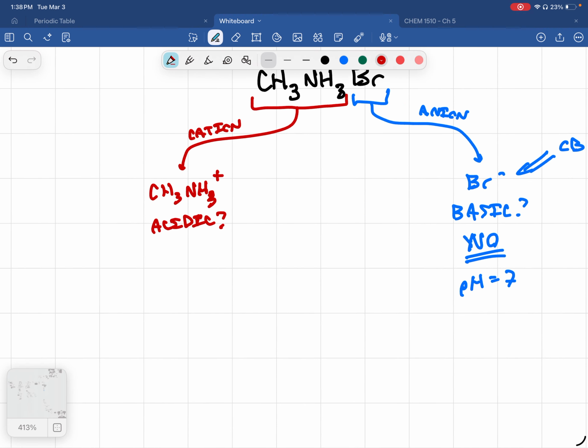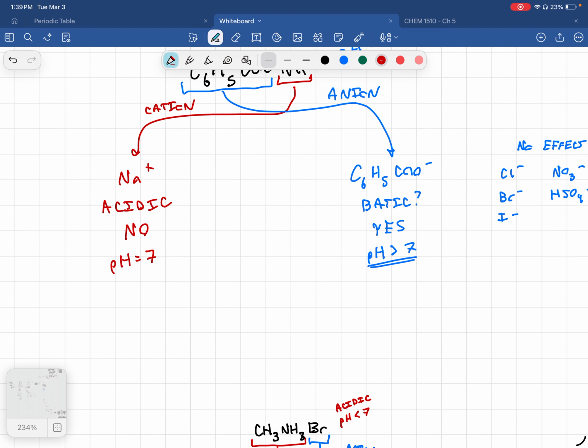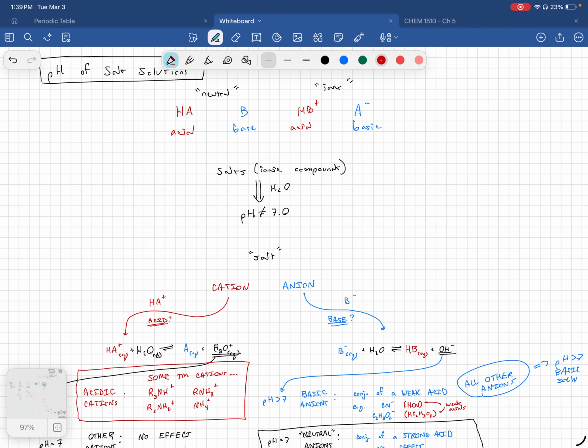Now, on the other side, is this acidic? Well, remember, ammonium cations and some transition metals, but don't worry about the transition metals. But ammonium cations, which is what this is, of the RNH3 plus variety, answer yes to this question. And so the pH will be less than 7 for this solution. And thus, this compound will generate an acidic solution. All right. So that concludes the pH of salt solutions.